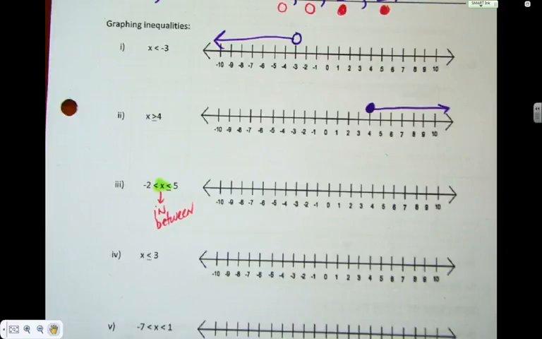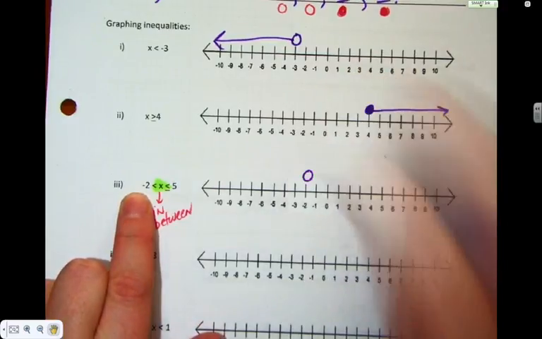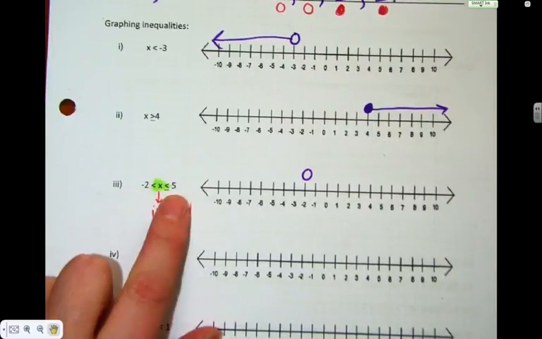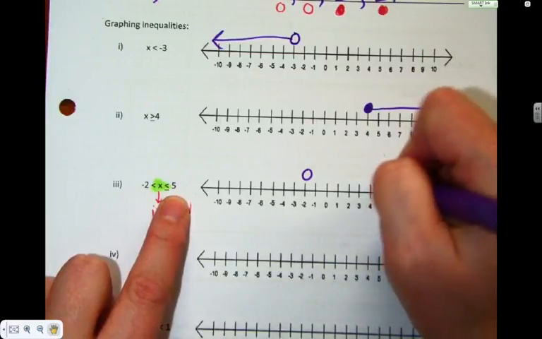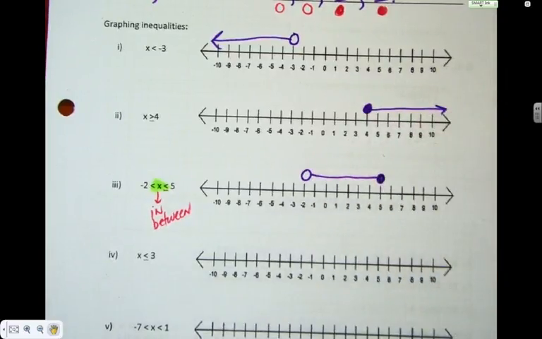So I don't need just one dot in this one, I need two. So I'm going to go to the -2 first, open dot or closed dot? Why? Correct, because it's not or equal to -2. Then I'm going to go to 5, open dot or closed dot? And how do I show in between? I just join them. That means all the numbers in between -2 and 5.